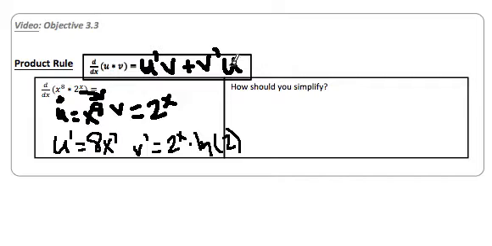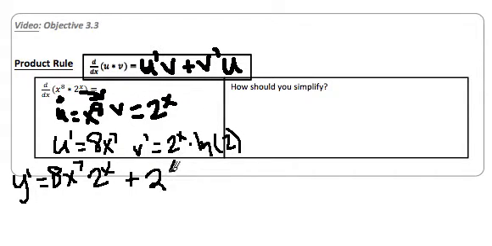All right, and so our rule tells us that we're going to multiply the derivative of u by v. So first of all, I should have written that this is the derivative. So y prime is equal to 8x to the 7th times 2 to the x. And then I'm going to add that to the derivative of v times u. So times 2 to the x ln of 2 times x to the 8th.